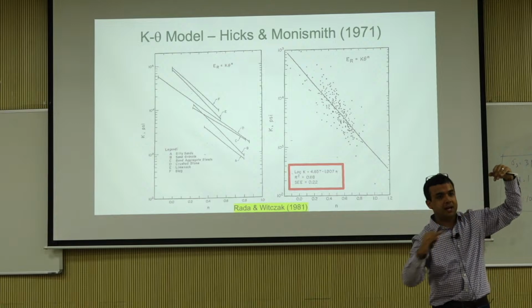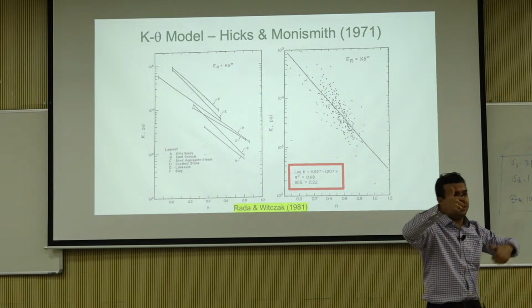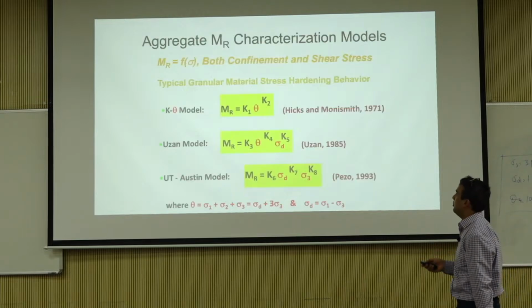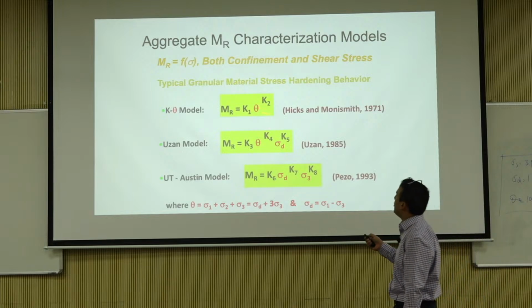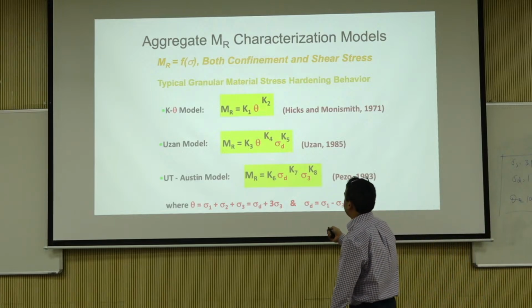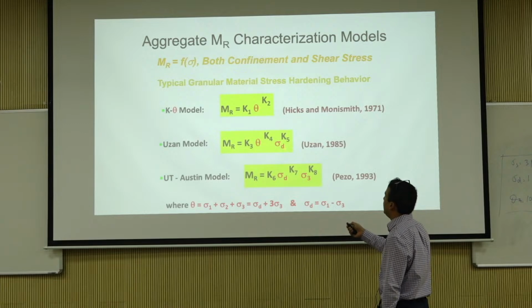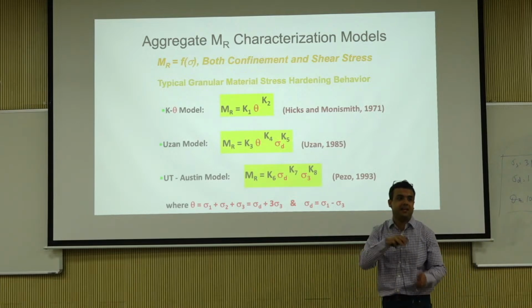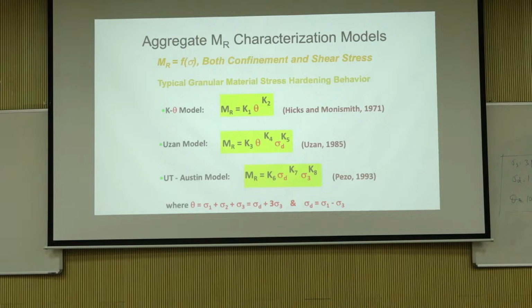It's actually a pretty nice reverse correlation. As k increases, n decreases, you can actually predict materials. It becomes very important in modeling. So this is Hicks and Monismith, and then Professor Uzan changed it. Theta, oh, I probably wrote it the other way. That's fine. It's just two different parameters. One is theta, one is, yes, right here.